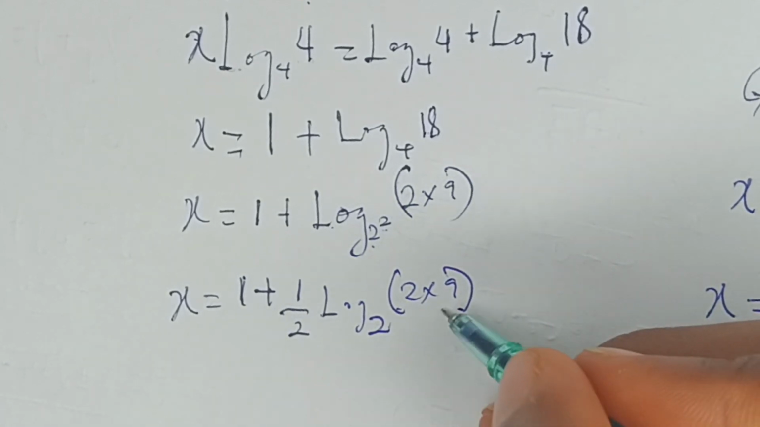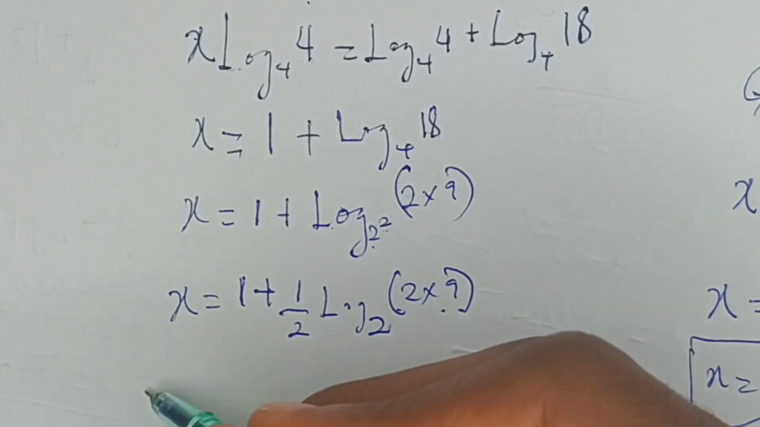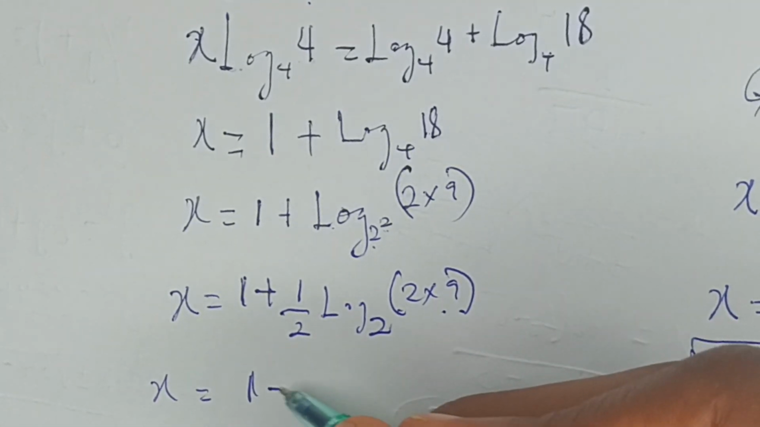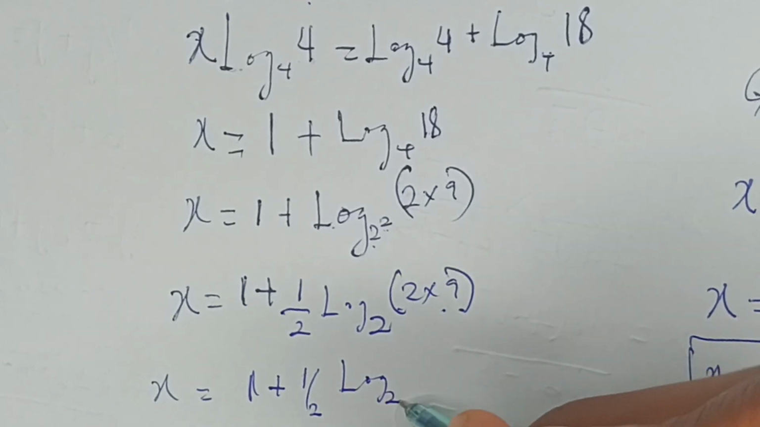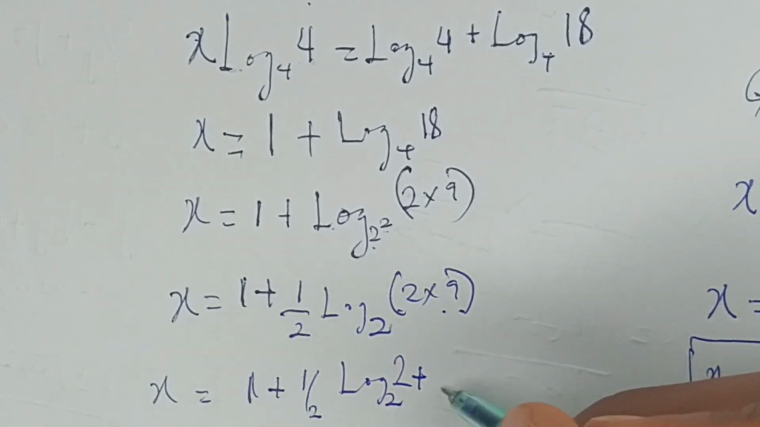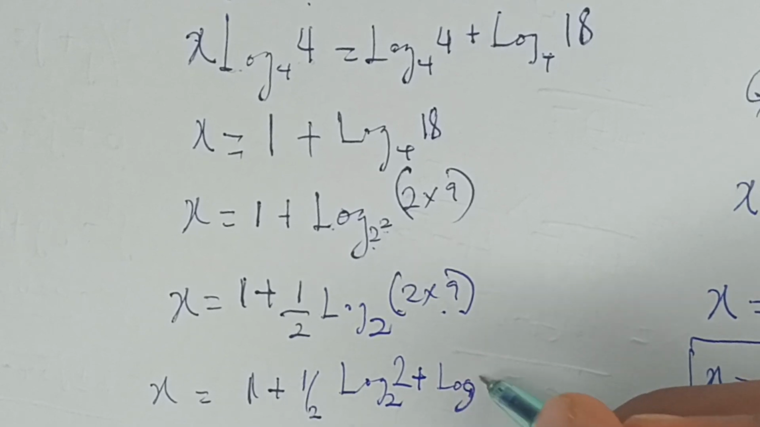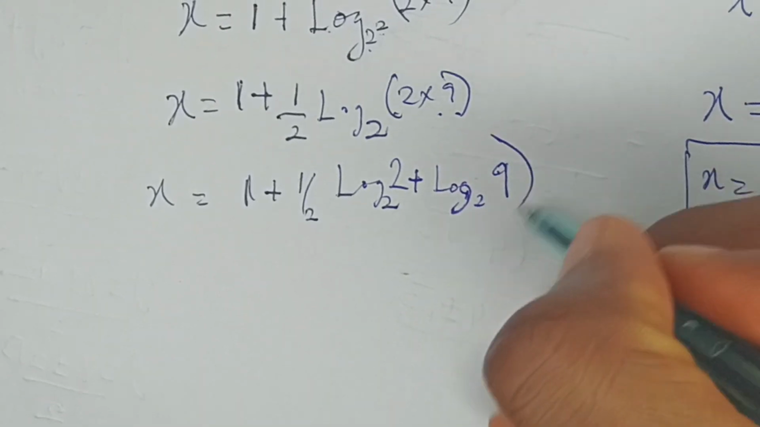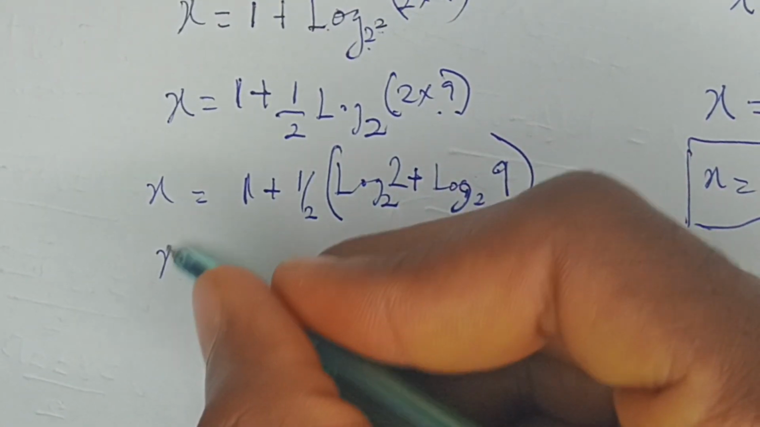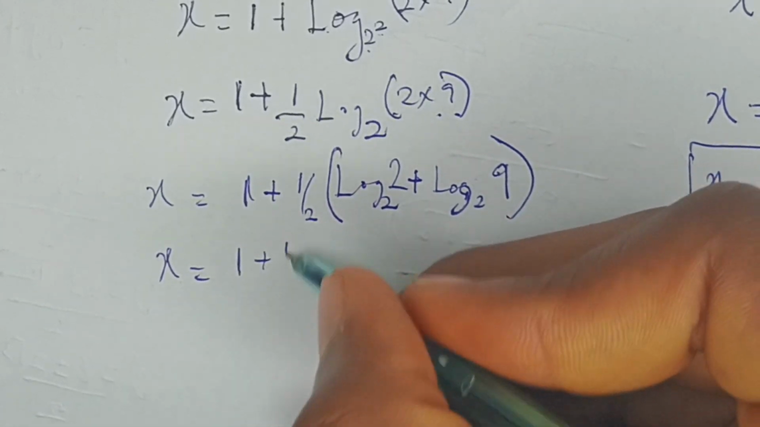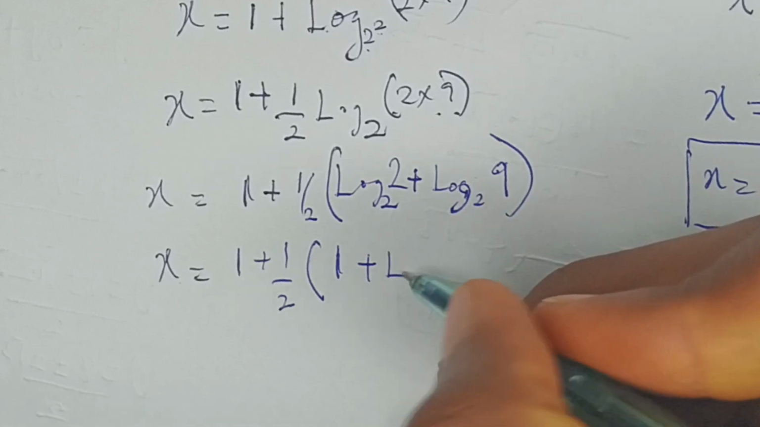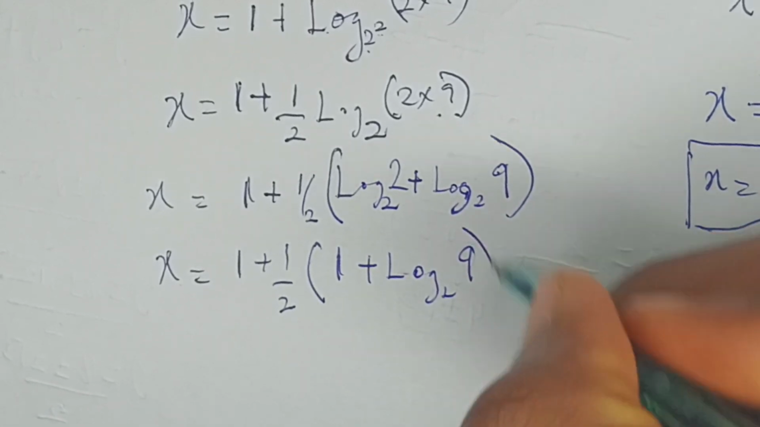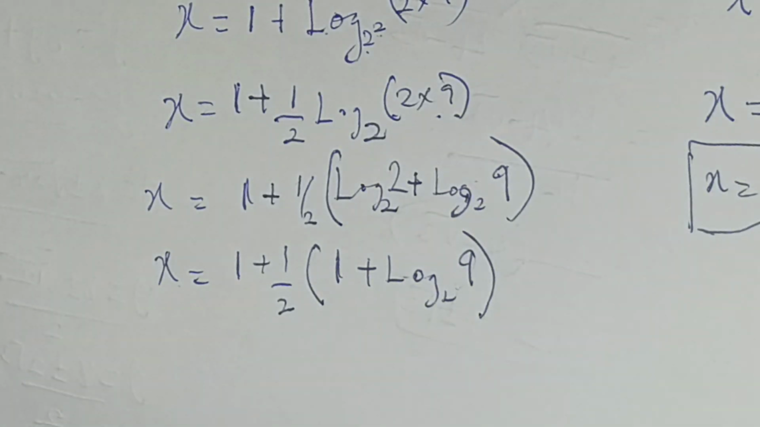Again, recall that when this is multiplication, we can split and add. So we have x equal to 1 plus half multiplied by log in base 2 of 2 plus log in base 2 of 9. Now we have x equal to 1 plus half multiplied by 1 plus log in base 2 of 9. So this becomes your final answer in this question.